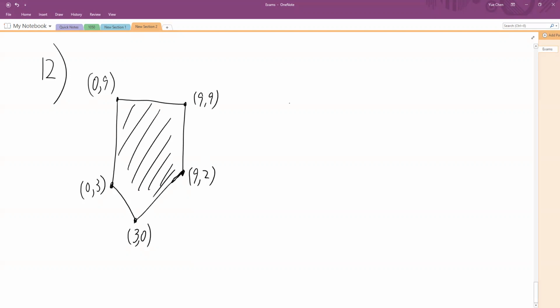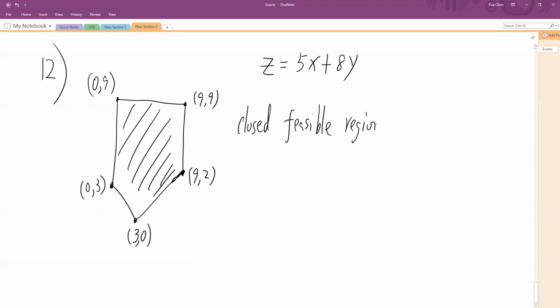And the objective function is z equals 5x plus 8y. So since this region is a closed region, right? This is a closed feasible region. So it must have the maximum values and the minimum values, right? If it's open, unbounded, this is bounded, right? No, sorry, we should not say closed, this kind of word. You don't know this kind of word.